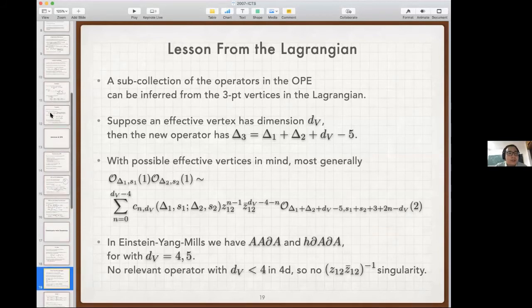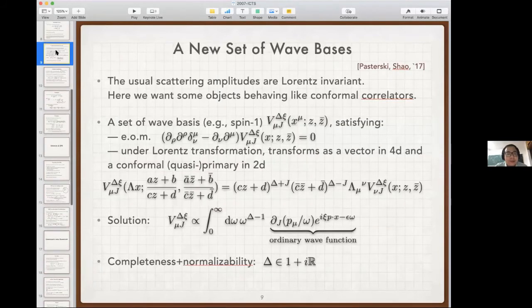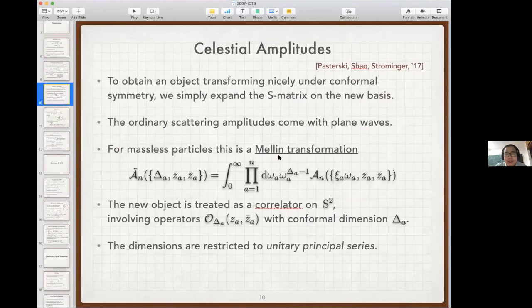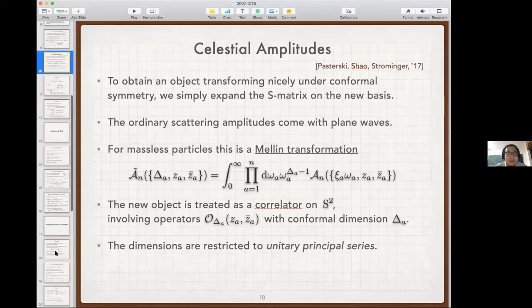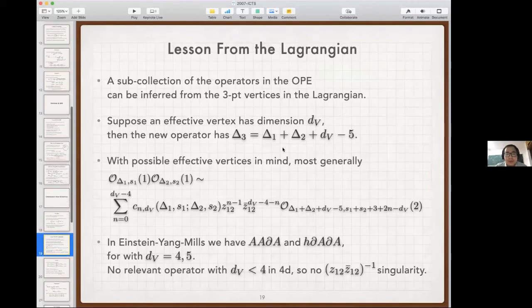And the reason that there is such a relation is simply tied to the fact that we are doing the Mellin transformation, and the dimension of the operator simply enters in this factor. So it's just a simple counting of how many powers of the energy enter into the tree-level scattering amplitude. Okay, so you can easily get this information.